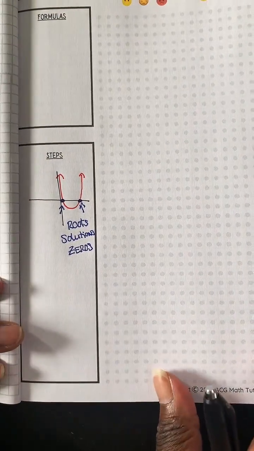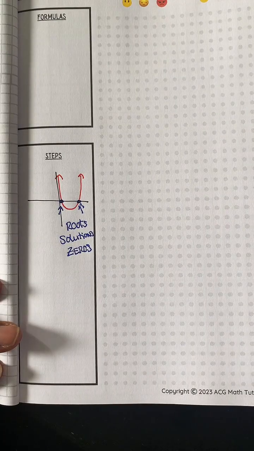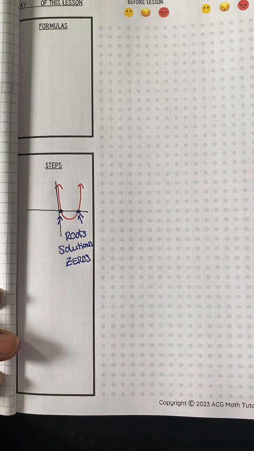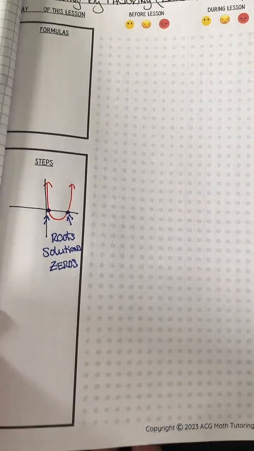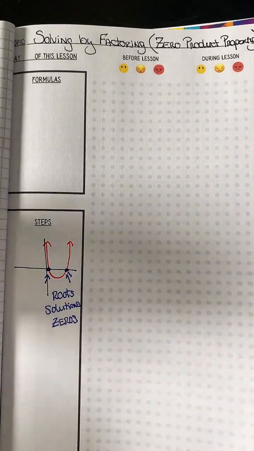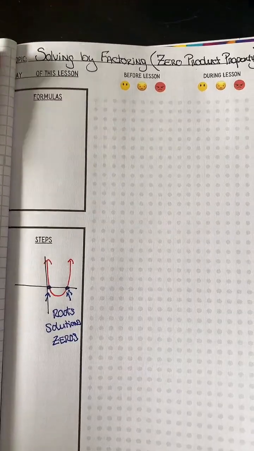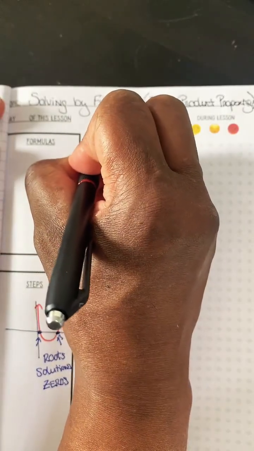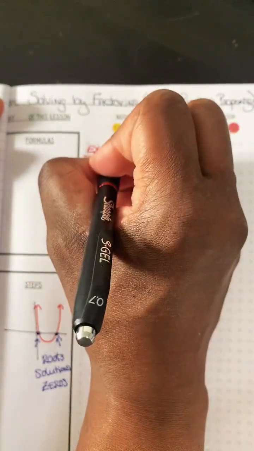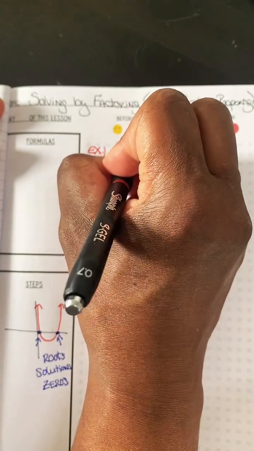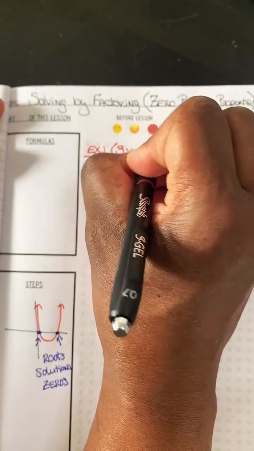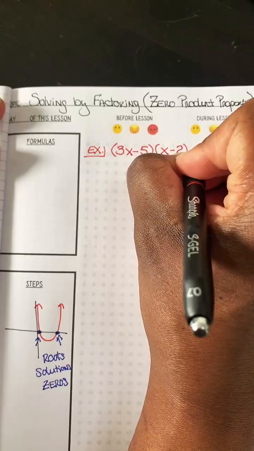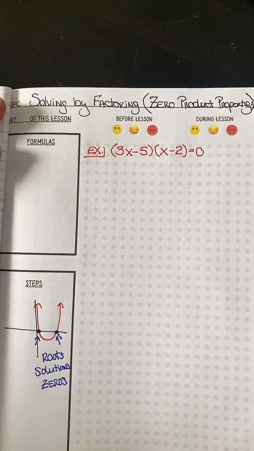So the way that we can do this is we could do some factoring first, or if we're lucky enough to get a problem already factored, all we have to do is just set our products equal to 0. So let's say, for example, they give you 3x minus 5 times x minus 2, and they set it equal to 0.